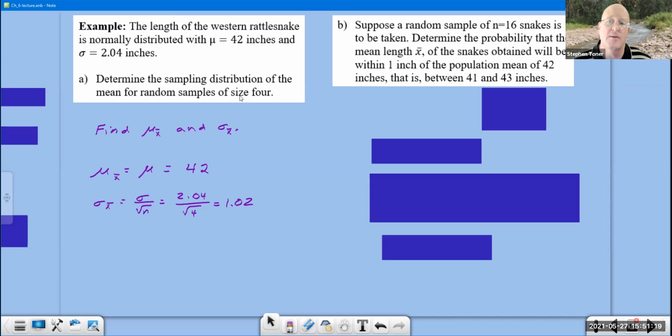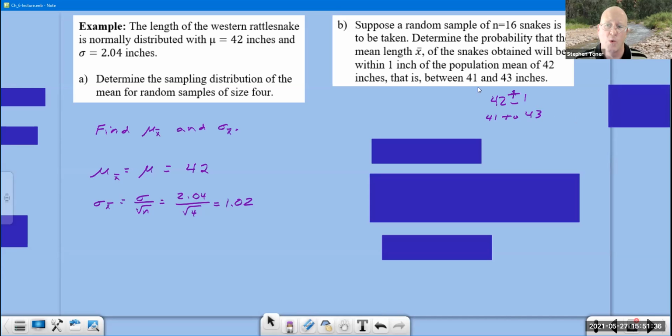Determine the probability that the mean length X bar of our snakes will be within 1 inch of the population mean of 42 inches. That is between 41 and 43. So what have I done here? I started by asking, where did that 41 to 43 come from? If I go within one inch, I'm basically going 42 plus or minus 1, and that's what got me the 41 to 43.